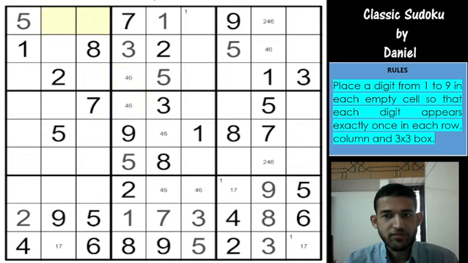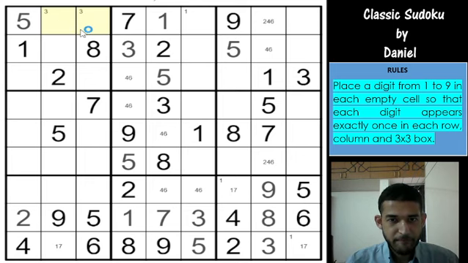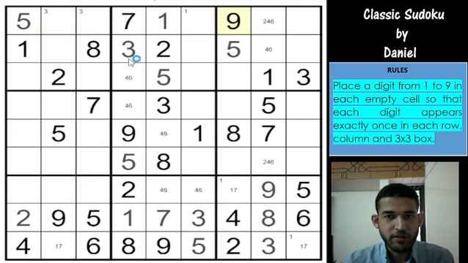And that gives 3 in one of these cells. Oops, let me make a corner pencil mark. 3 goes into one of these cells. And you have 9 in column 2 and 9 in row 1, which gives a 9 in one of these cells. And that gives a 9 here.